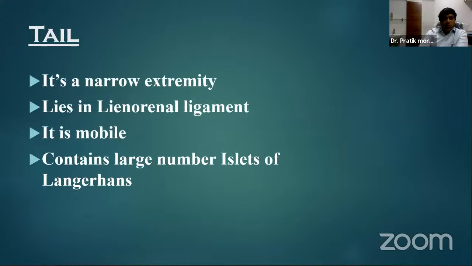Next, the tail of the pancreas. It is a narrow extremity. It lies in the lienorenal ligament. It is related to the kidney. Extremely sorry, it lies to the spleen and kidney.